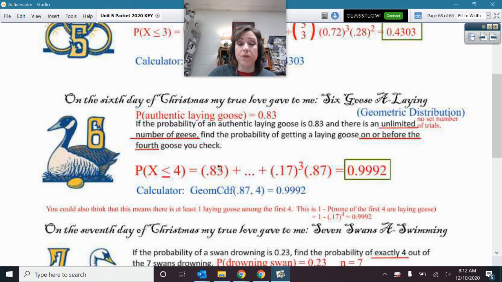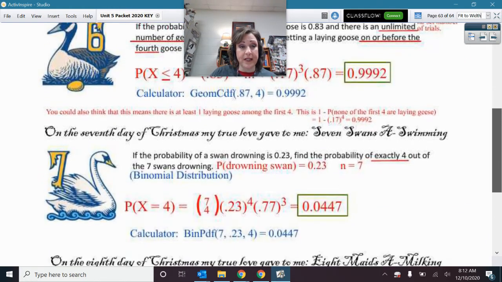So here's the work I show. I show a success on the first trial, plus dot, dot, dot, plus a success on the fourth trial, which means I had 3 failures and then that success. So I geometric CDF that, and I want that 0.87 to be up to and including the fourth trial. And so there's how you do that probability.